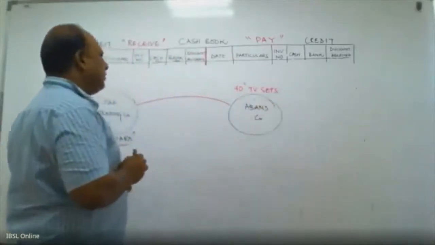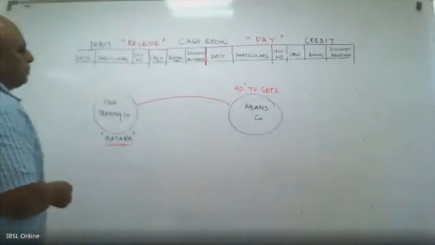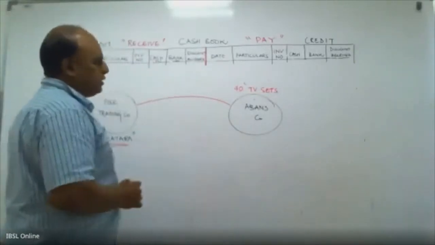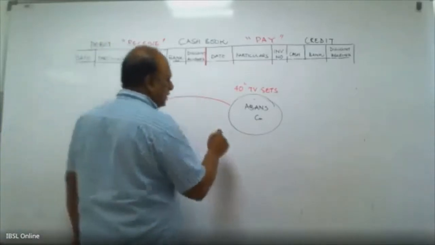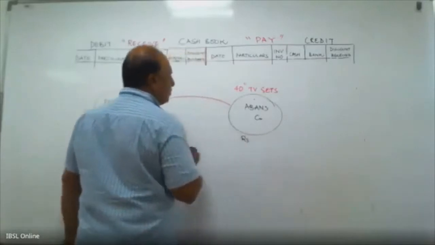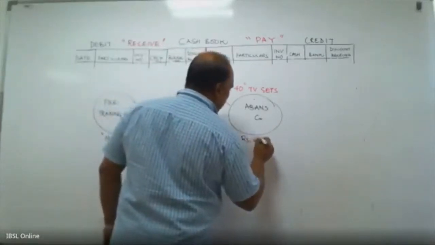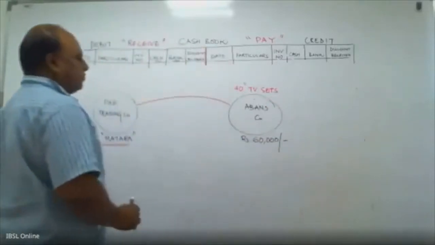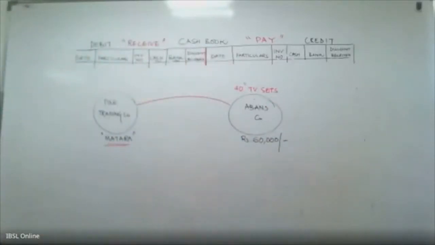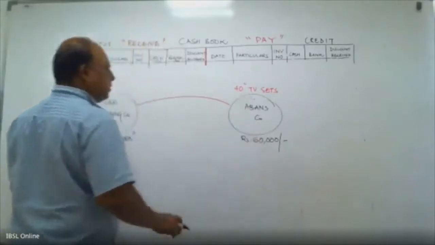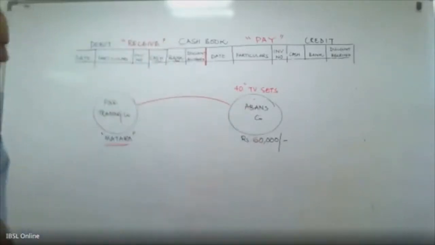Okay, 40-inch TV sets. Let's assume that the standard price for a 40-inch TV set is, let's say, 60,000. I'm just taking an amount, 60,000. That is the standard price. If you and me go to the shop, they will give it only for 60,000.